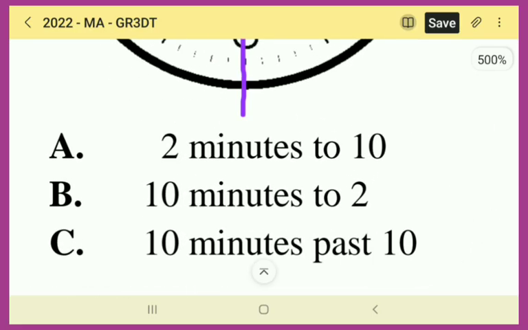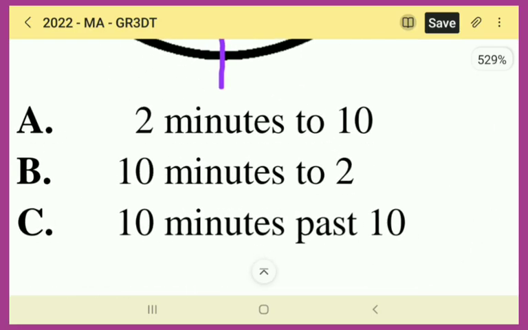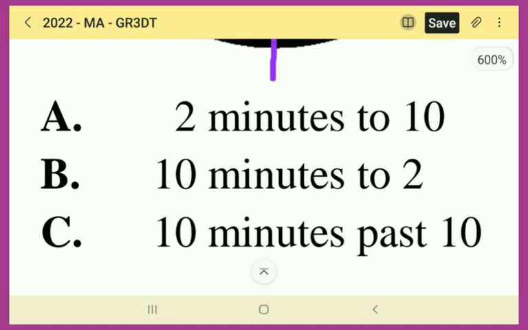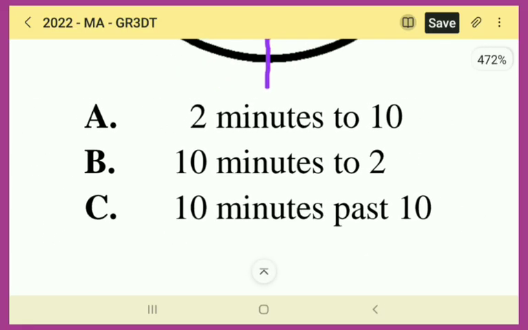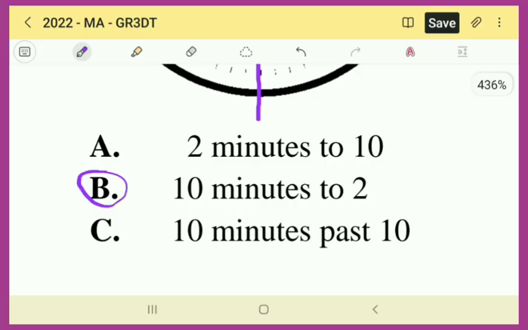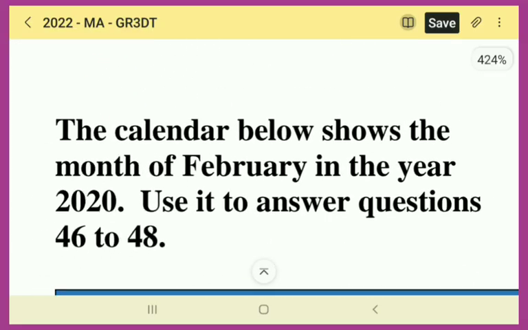Where is it? Come on, boys. You can shout this one out. 10 minutes to 2 is at which letter? Shout it a little louder, because I know you see it big and clear right up in your face. Look at it. Very good. It's at B. 10 minutes to 2. Good job. Let's read this one.